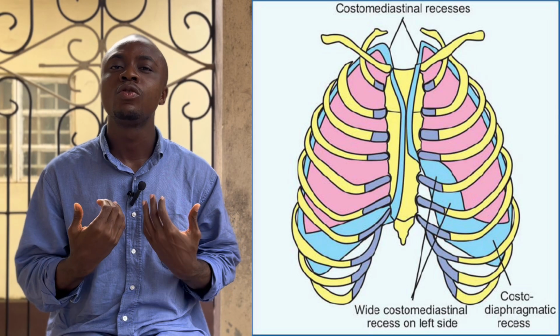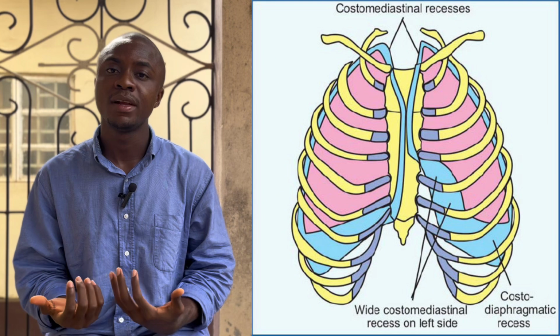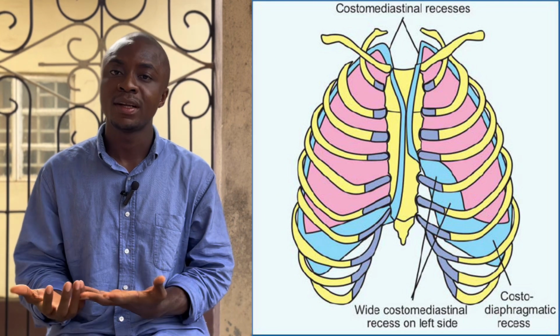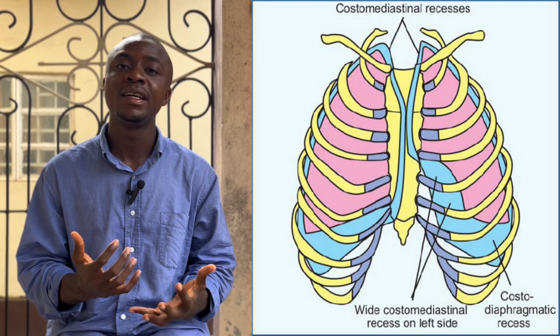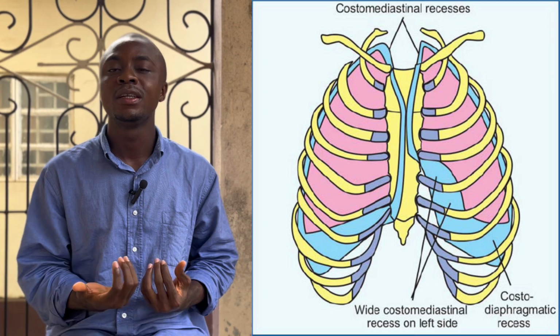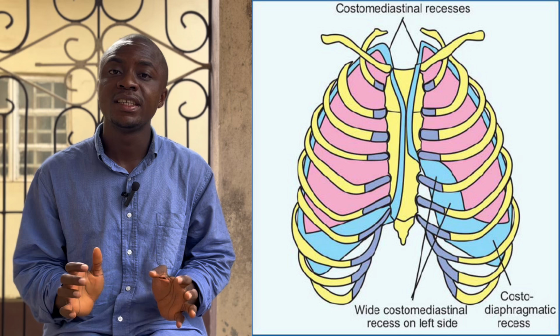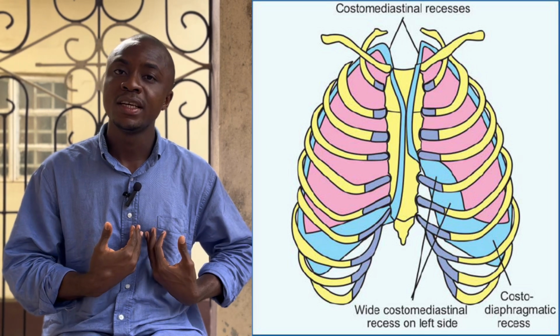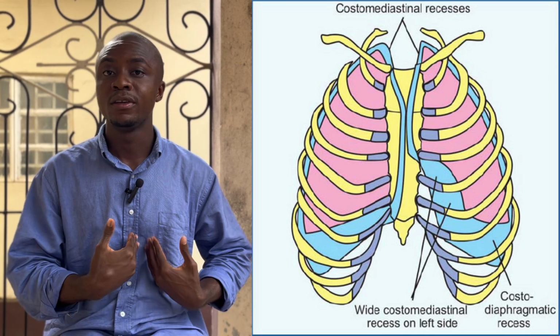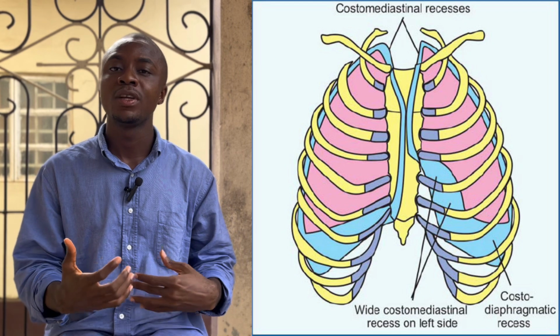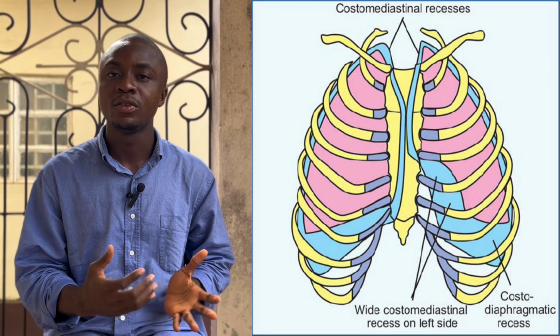So one, you have the costodiaphragmatic. As the name implies, it is the recess, or a space, between the costal pleura and the diaphragmatic pleura. Okay, and it is the largest. It is mostly at the inferior aspect of the lung, very close to the diaphragm. So that's one aspect of the recess.